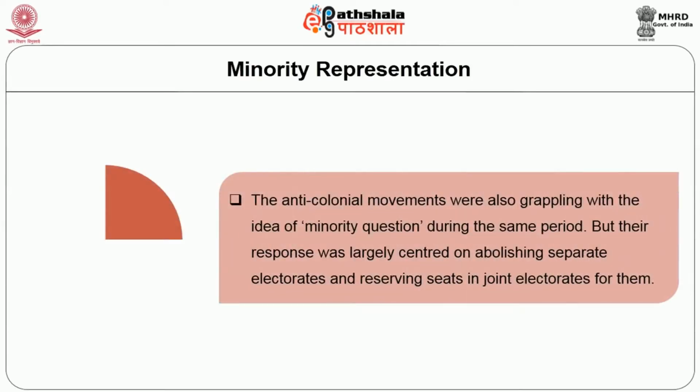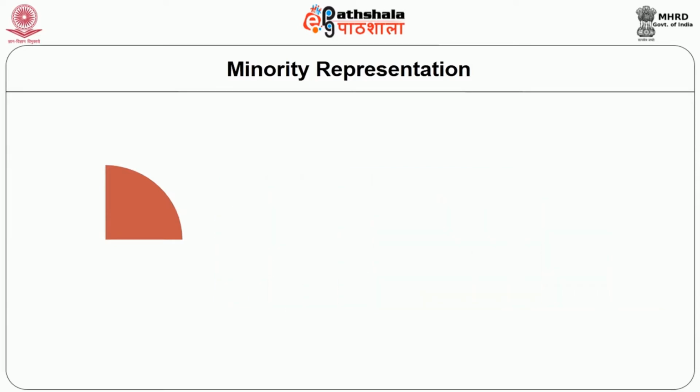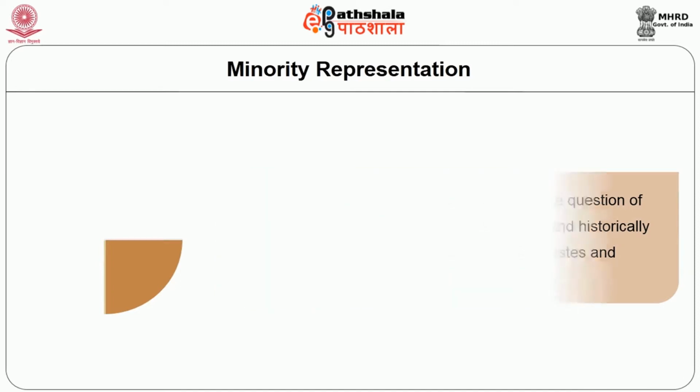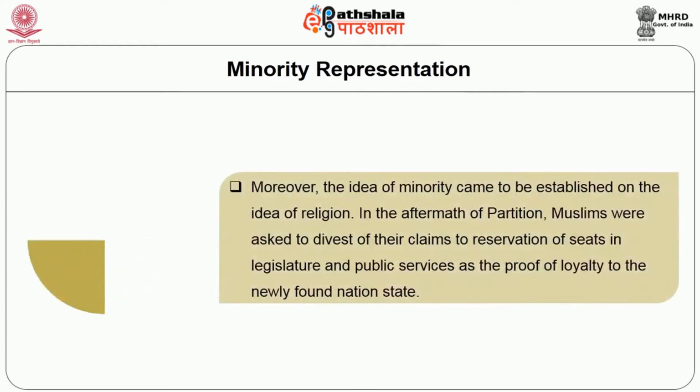The anti-colonial movements were also grappling with the idea of the minority question during the same period. But the response was largely centered on abolishing separate electorates and reserving seats in joint electorates for them. During the Constituent Assembly debates, the question of minorities was delinked from that of the socially and historically disadvantaged groups such as scheduled tribes and scheduled castes. Moreover, the idea of minority came to be established in the idea of religion. In the aftermath of partition, Muslims were asked to divest of their claims to the reservation of seats in legislature and public services as proof of their loyalty to the newly formed nation-state.